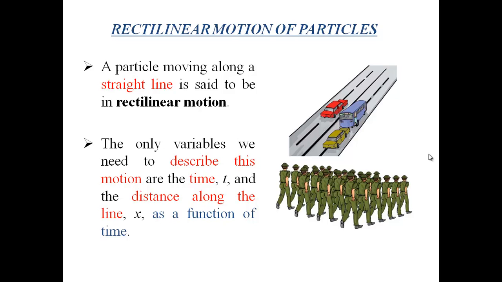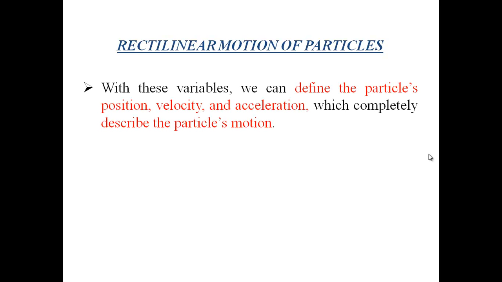The only variables we need to describe this motion are the time, denoted as t, and the distance along the line, denoted as x, as a function of time. These variables are important to describe the rectilinear motion of particles. With these variables, we can define the particle's position, velocity, and acceleration, which completely describe the particle's motion. The variables are time and distance.